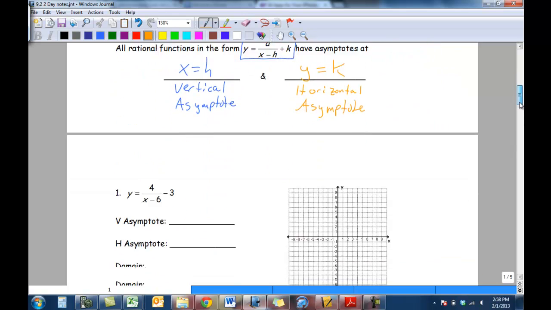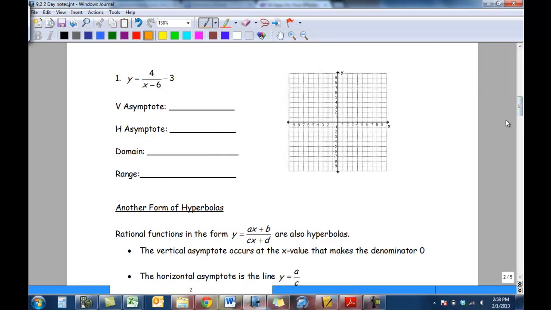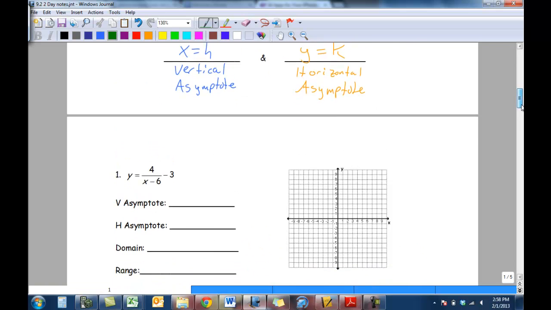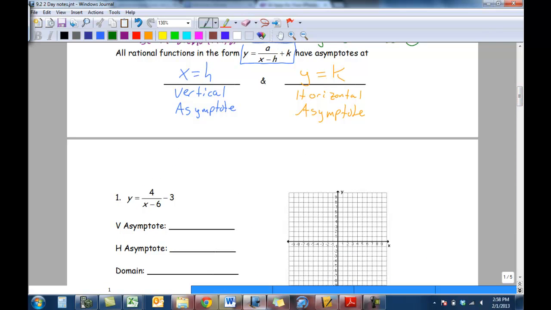All right, let's do an example of this. So right here, this is in the same form as it is up here. So the vertical asymptote is what makes the denominator 0. So in this case, what value would make the denominator 0? 6. So our asymptote is x equals 6. Or think of it as x is equal to h. H is the opposite of what you think. It's negative 6, so it's 6.